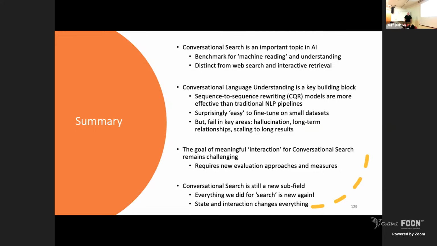Yes. What do you think is currently the major bottleneck in conversational search? Do you think it's the query writing side, the re-ranker, or something else? It's a very good question.